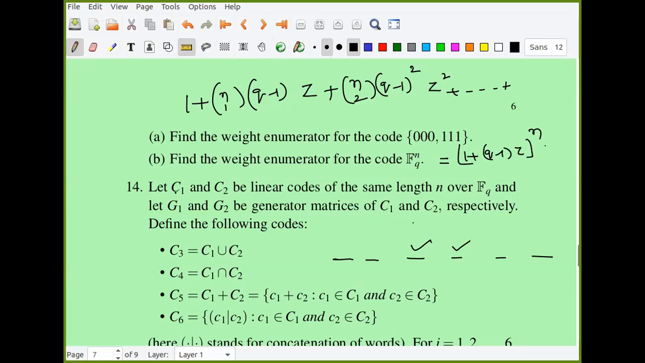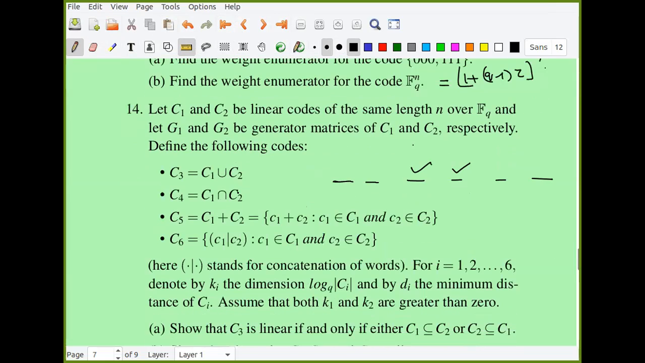Okay, now these are the other questions, so I will just explain them. C1 and C2 are linear codes of the same length n over Fq. G1 and G2 are generating matrices for C1, C2 respectively. Determine the following codes. So this is C1, it can be a linear code. C1 union C2.